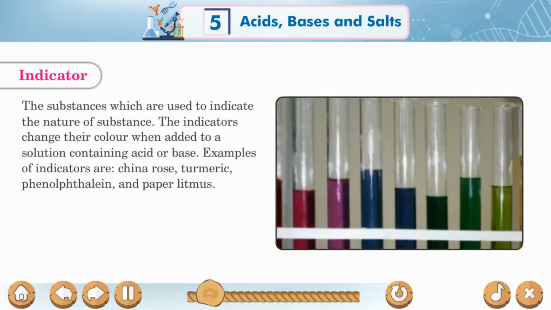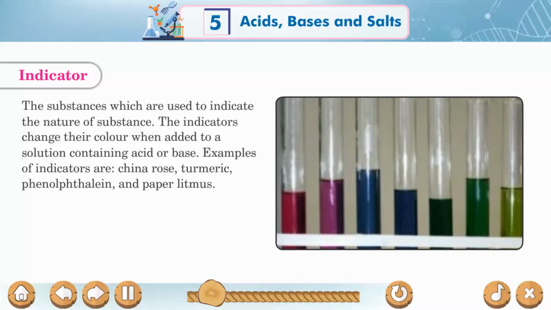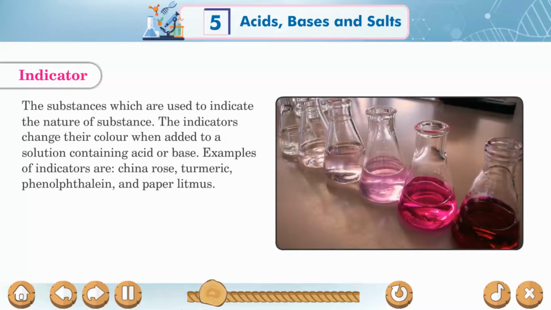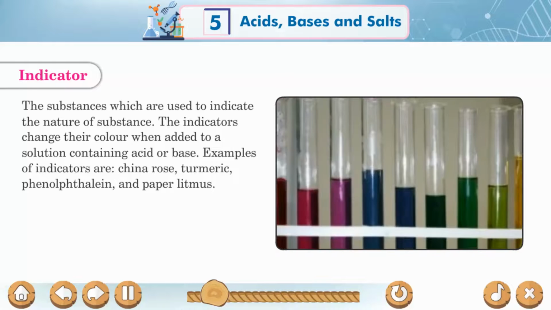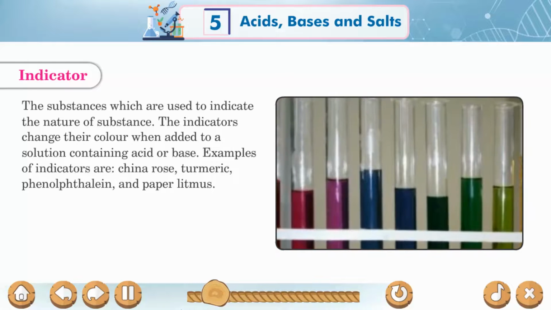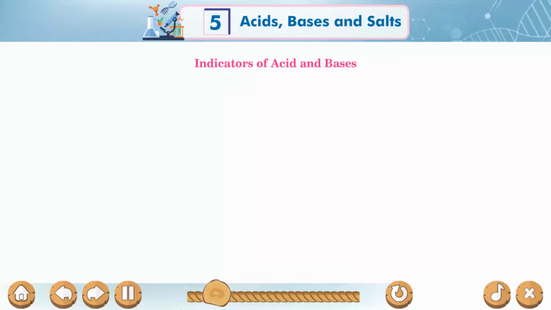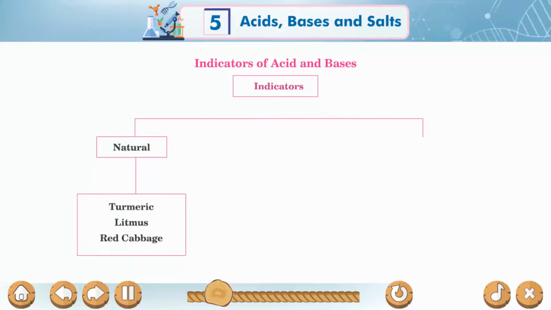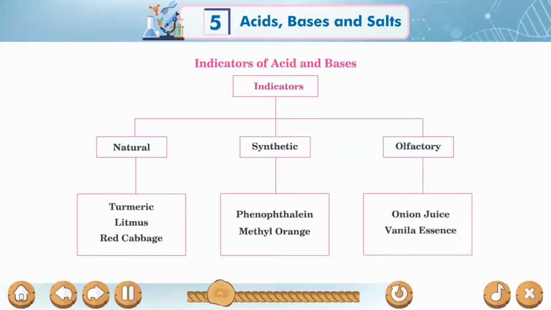Indicator: substances which are used to indicate the nature of substances. The indicators change their color when added to a solution containing acid or base. Examples of indicators are China rose, turmeric, phenolphthalein and litmus paper. Indicators of acids and bases. Indicators: natural, turmeric, litmus, red cabbage; synthetic, phenolphthalein, methyl orange; olfactory, onion juice, vanilla essence.